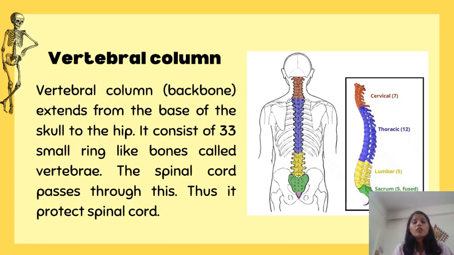That is vertebral column. Vertebral column is also known as backbone. It extends from the base of the skull to the hip. It consists of 33 small ring-like bones called vertebrae. The spinal cord passes through these. Thus, it protects the spinal cord. तो vertebral column क्या करता है? हमारे spinal cord को protect करता है. Alright.